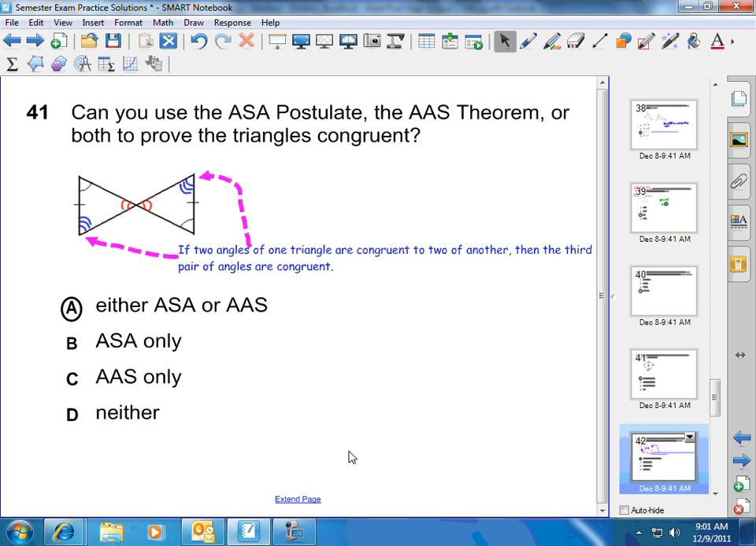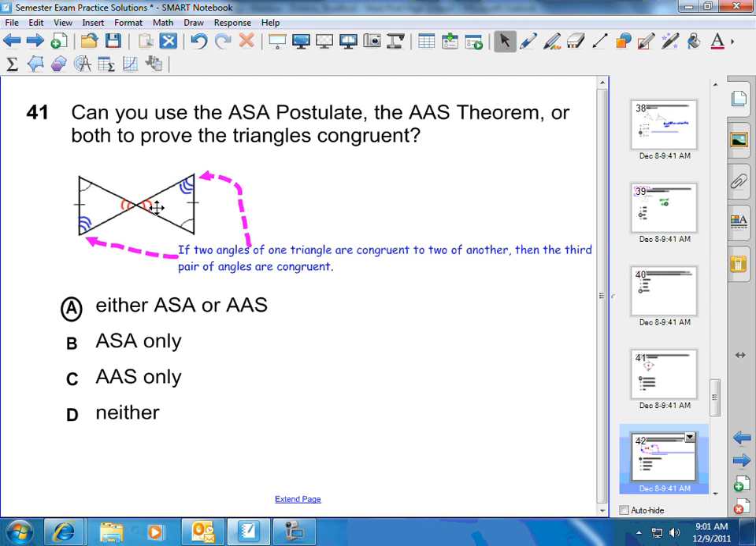So where was I? Looking at what we can use, the angle-side-angle and the angle-angle-side theorem. So I need to see what I can conclude from what's given. And I know vertical angles are congruent. And so I have two angles in one triangle congruent to two angles in another triangle. So I could say by angle, angle, side, angle, angle, side, that these two triangles are congruent.